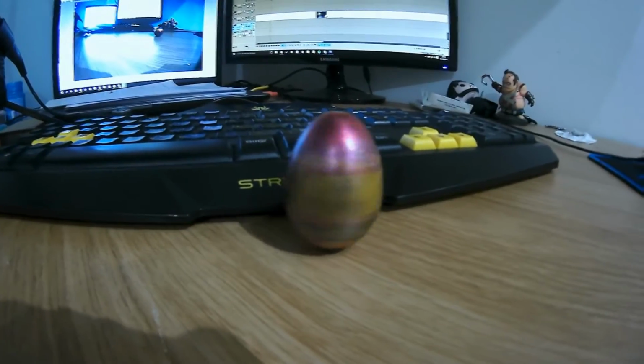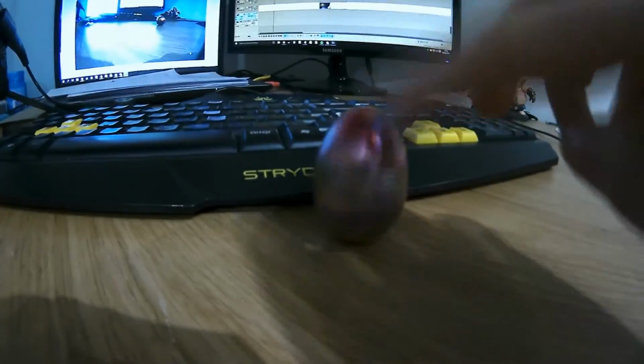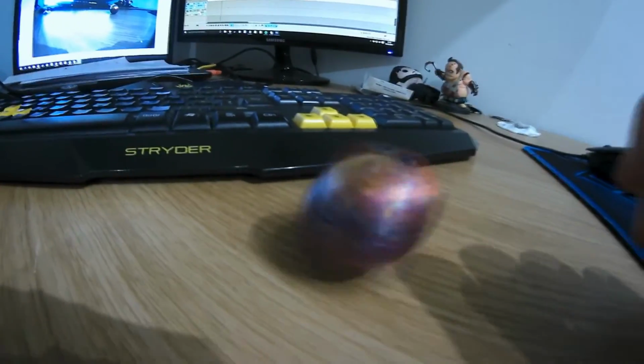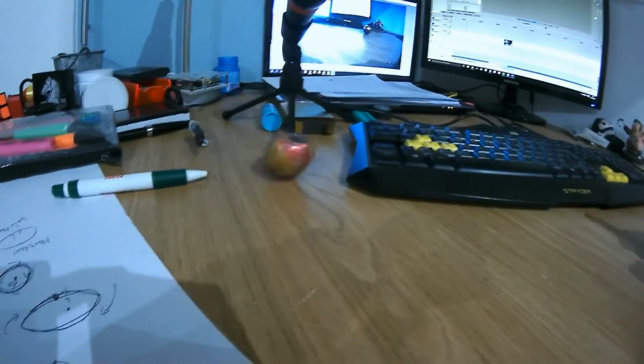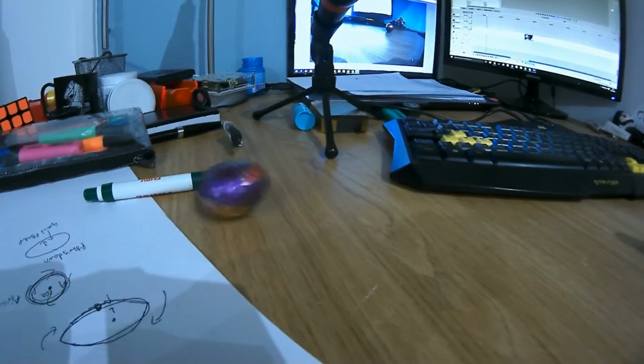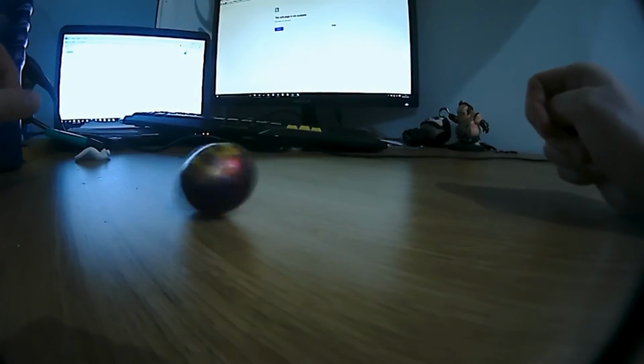Oh, and as for it spinning around this axis, it can, but it's just not very stable. It just kind of flops over whenever you touch it. But it's actually stable to a point, you know.